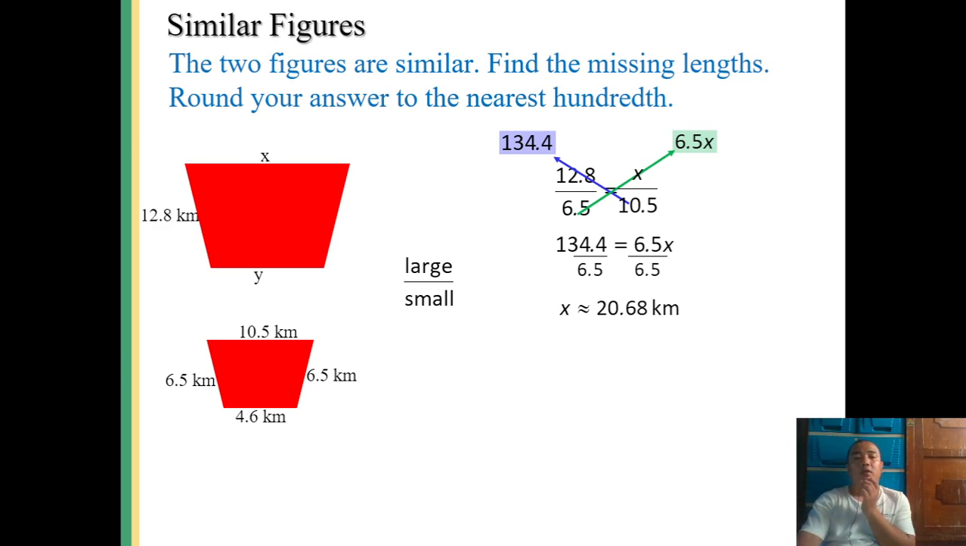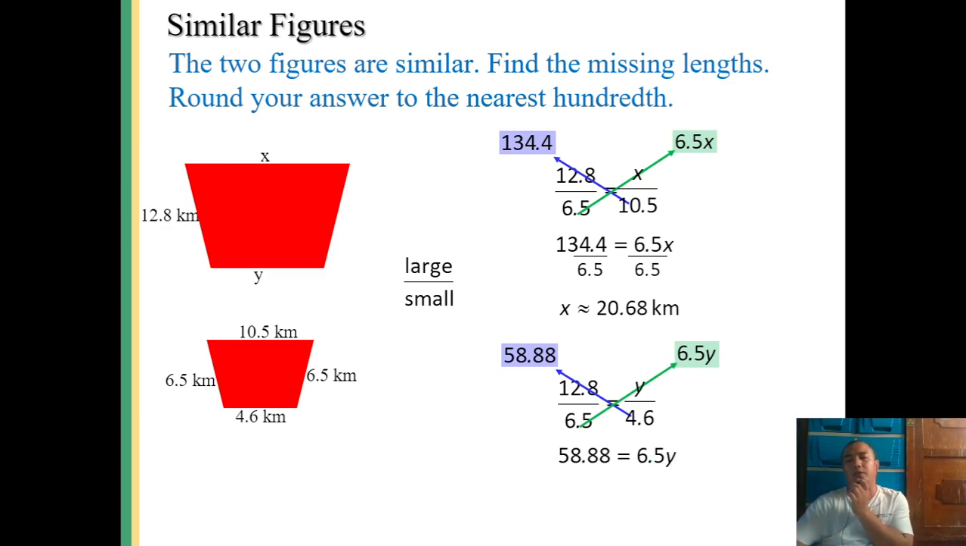How about y? 12.8 over 6.5 is equal to y over 4.6. Okay, the corresponding side of y is 4.6. The corresponding side of x is 10.5. So by cross multiplication, we have 58.88, the product of 12.8 and 4.6, and 6.5y. Therefore, 6.5y equals 58.88. Divide both sides by 6.5. 58.88 divided by 6.5 is 9.06 kilometers, the value of y.